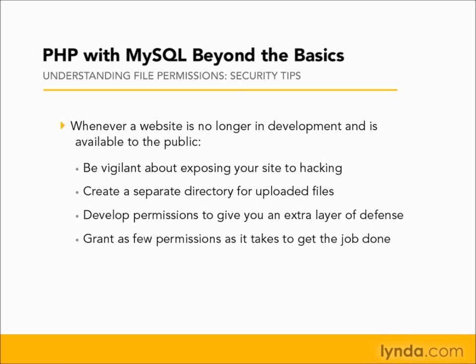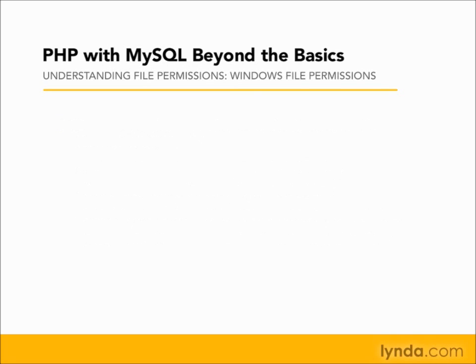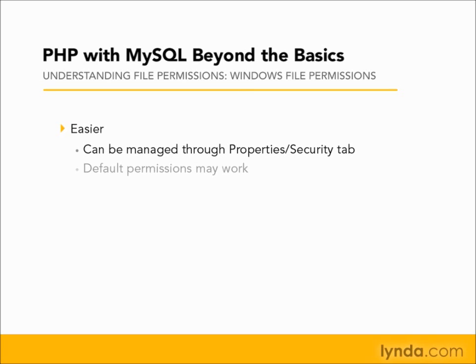Now, most of the way PHP is going to handle permissions is going to be the way that Unix handles them. So I need to say a word first about Windows and how Windows file permissions works. It's a little bit easier and it's a little bit harder. The reason it's easier is because it's going to simply manage through the Properties Security tab. So you'll go to Properties for a file, click on the Security tab, and then you can manage the permissions for that file. If you can't see the Security tab, you may need to enable that feature first. Now, the default permissions that Windows has may work. In general, it tends to be wide open, and so you probably won't run into any problems.